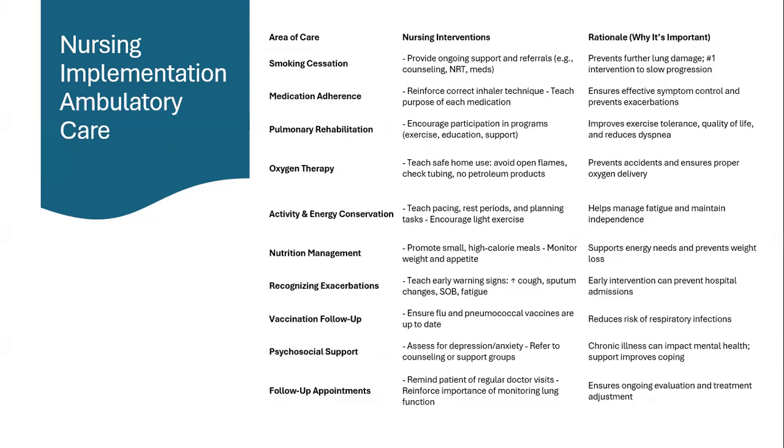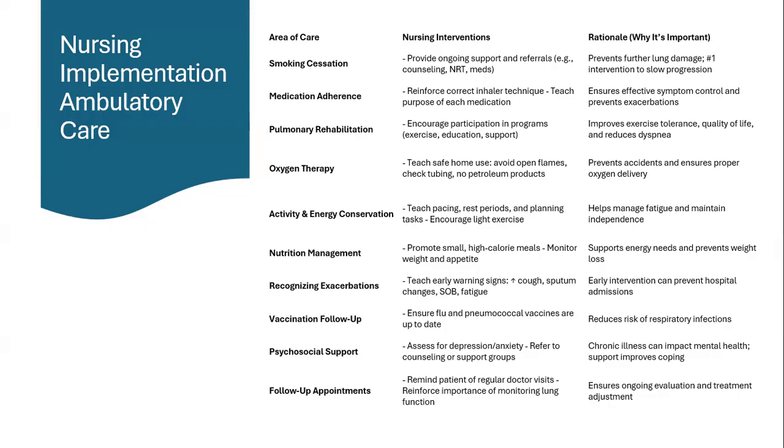The next one is the ambulatory care for the patients in the outpatient department or in the community. There are a lot of things that you can also do. There are a lot of areas of care like smoking cessation, medication adherence, pulmonary rehabilitation, teaching about oxygen therapy, about the activity and energy conservation, nutrition management, and also recognizing exacerbations.